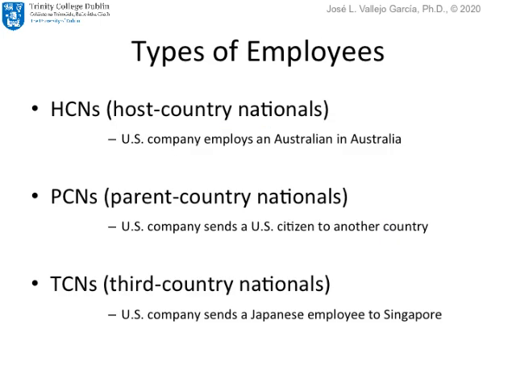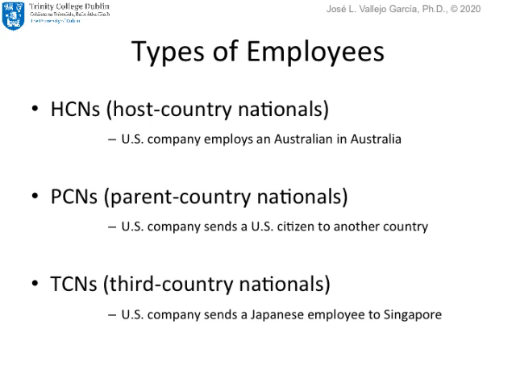There are three types of employees in the literature: the so-called host country nationals, the parent country nationals, and the third country nationals. Host country nationals are those, for example, a US company employing an Australian in Australia. What's the host country? Australia is the host country. So if you hire an Australian, you're hiring a host country national for a US company.